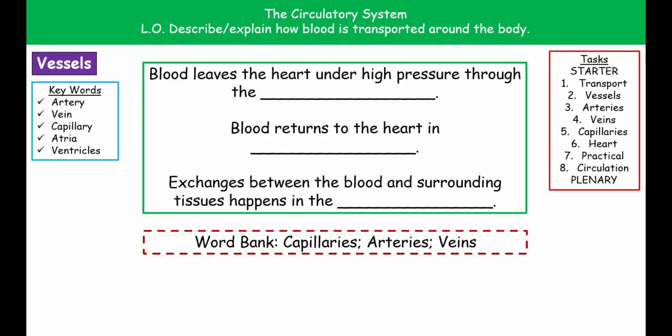What we're going to do then is have a look at these blood vessels in a little bit more detail. So to start us off, we're going to have a look at those key features, if you like, about each of those blood vessels. So the words we're going to use are arteries, veins and capillaries, which are at the bottom. See if you can finish off those 3 sentences with the right blood vessel in the right place.